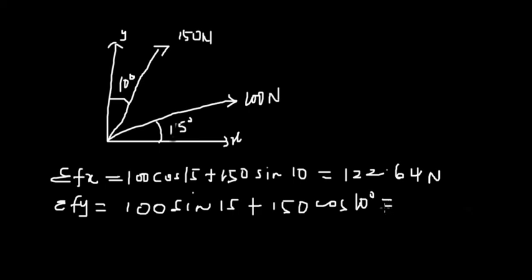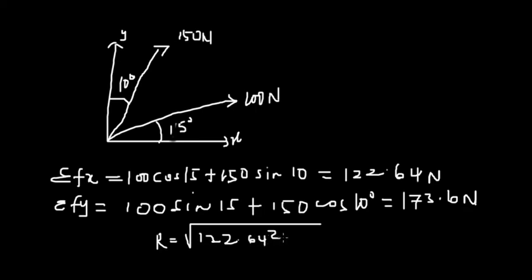Let's compute this. We have 100 sine of 15 plus 150 cosine of 10 degrees. So we end up with 173.6 newtons. Let's try to find the resultant. The resultant will be 122.64 squared plus 173.6 squared. Let's try to compute that: 122.64 squared plus 173.6 squared. So we end up with what?